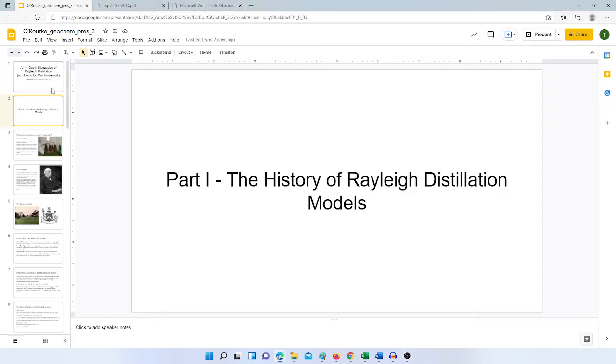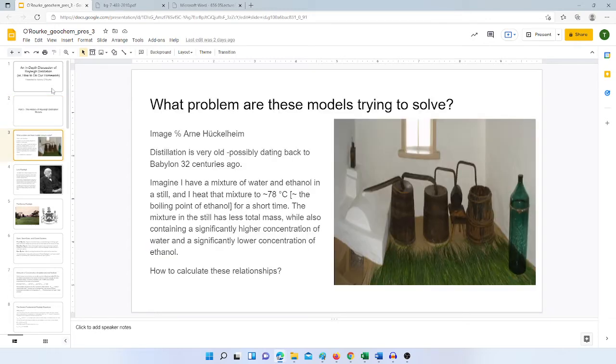So let's talk a little bit about what Rayleigh models are actually trying to do and their history. So, distillation is an extremely old process. It's responsible for booze, the greatest thing of all, and it may be thousands of years old. So, imagine a simple situation where I just have a mixture of water and ethanol in my still, and I heat it to approximately 78 degrees, which is the approximate boiling point of ethanol. And I do this for a short time, or I do it for such a time that I'm reasonably confident there's still some ethanol left in my water.